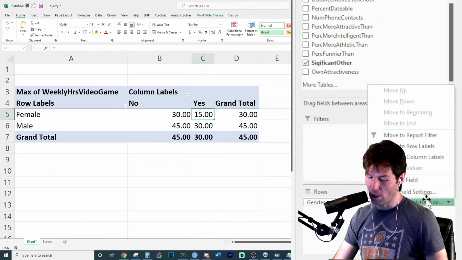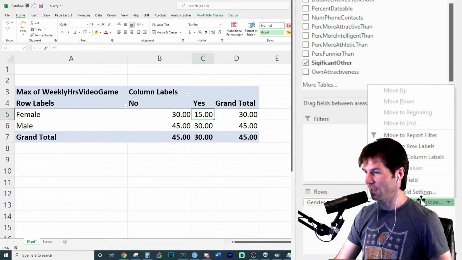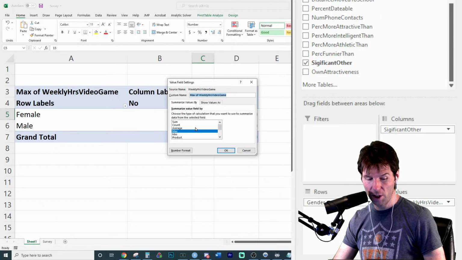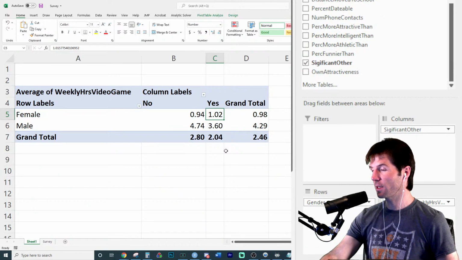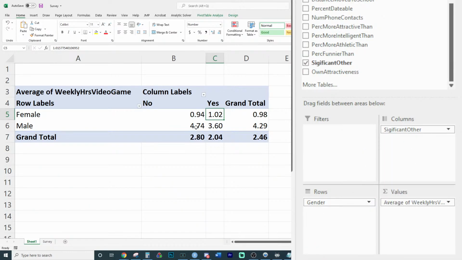So we can't generalize to individuals, but we could talk about trends and data. And so we're going to change this back here to average. So you see there's a lot of options, but now we have the averages for each group. Now this is not, once again, saying every individual is just on average. Males who do not have a significant other, males who do have a significant other, females who do not have a significant other, females who do have a significant other.